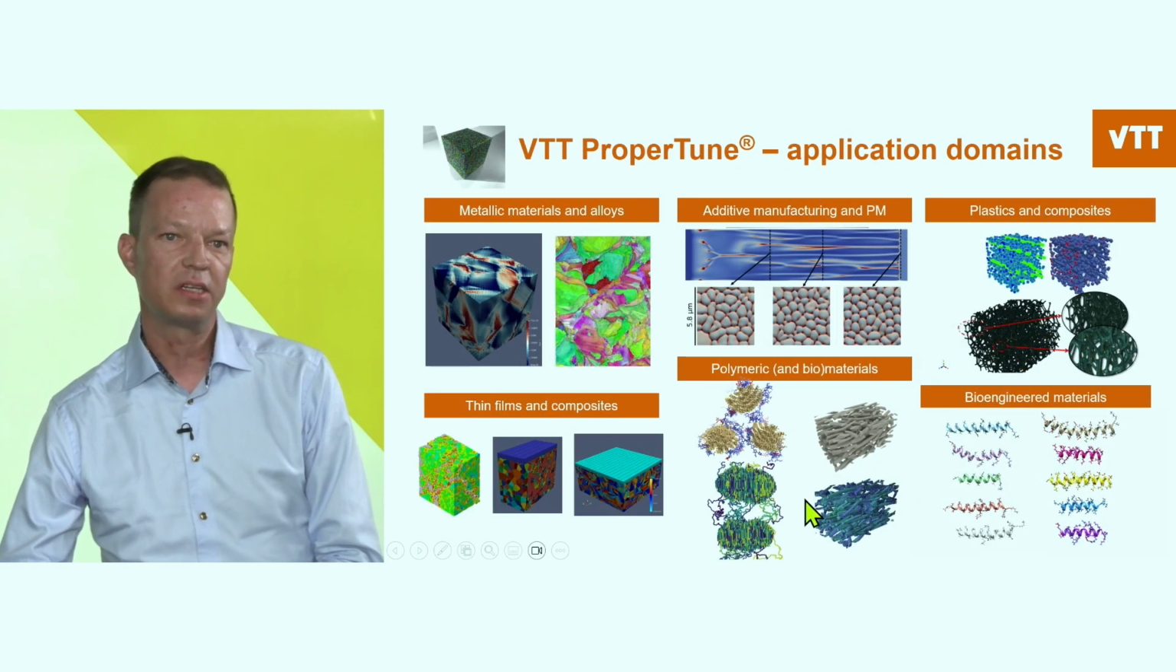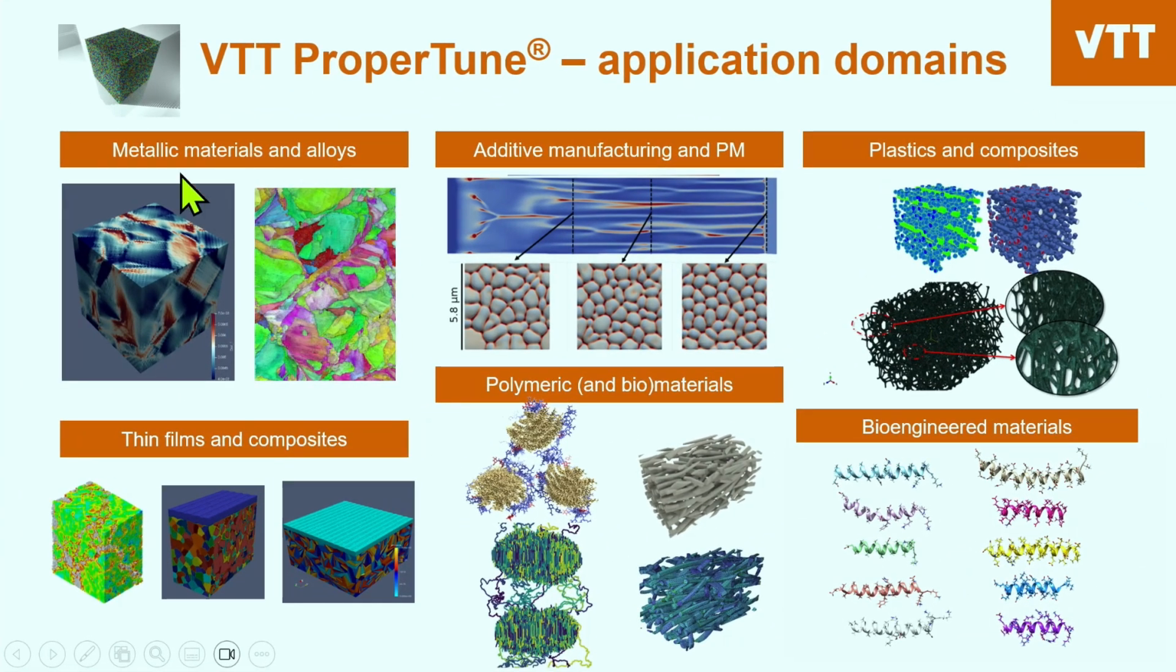We deal with all kinds of different materials: metallic materials and alloys, thin films and composites, different coating solutions, different ceramics, whether it's oxides, carbides, nitrides, different manufacturing techniques, whether it's casting or additive manufacturing or what else, but also plastics and composites, polymeric biomaterials, and bioengineering materials like proteins and so forth. So it's quite a wide variety of materials that we can deal with.